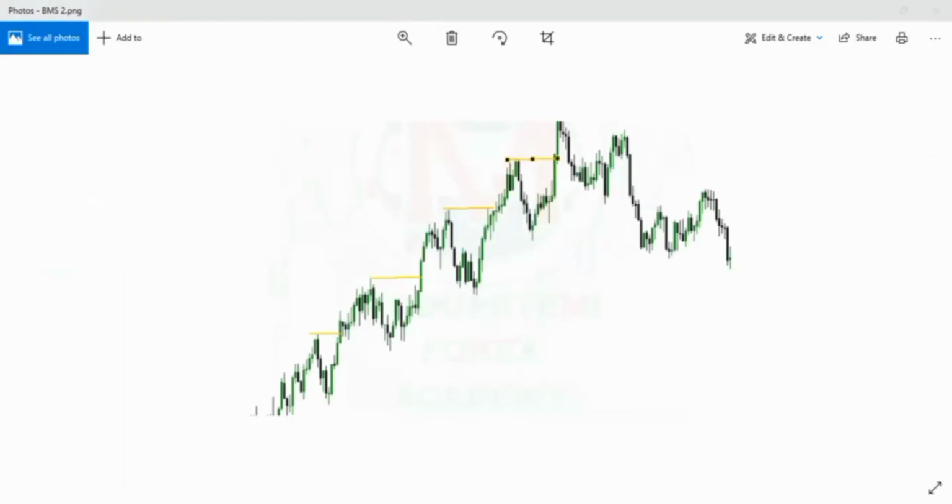Okay, now looking at this, this is a typical example of an uptrend, right? For our uptrend, look at this. This is our swing high. Let me change the color. This is our swing high, right? And these are our swing lows, right?